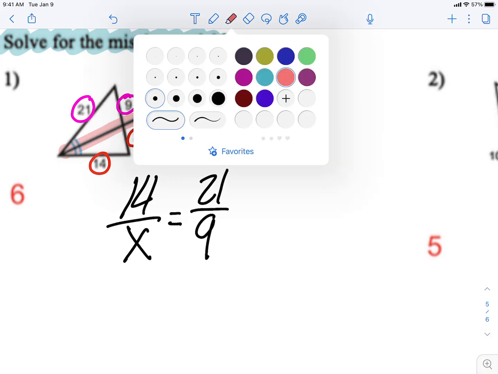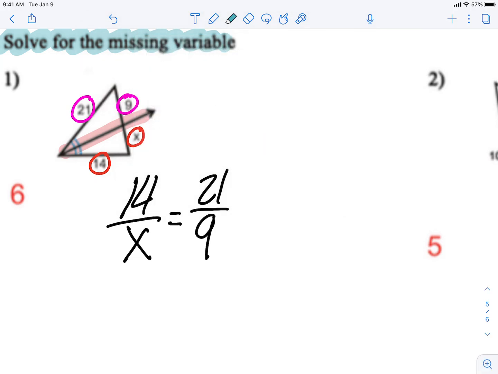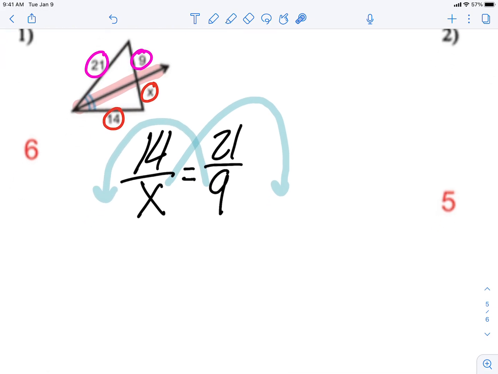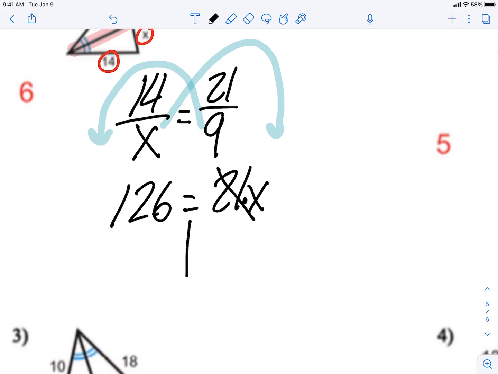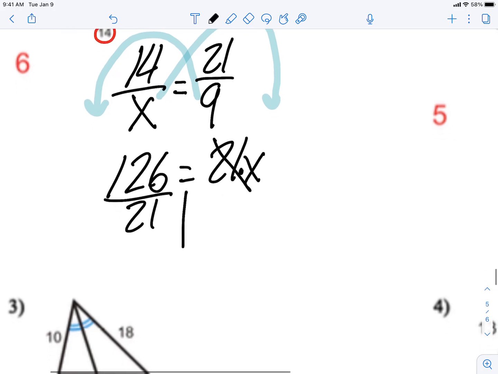Right? And let us remember that we like to butterfly multiply, or cross multiply. I like to call it butterfly multiply. So, 9 times 14 is 126, and x times 21 is 21x. And to solve for x, the opposite of multiplying by 21 is dividing by 21. So I get 8 is equal to x.